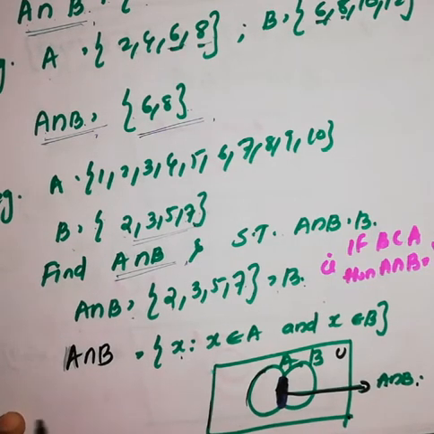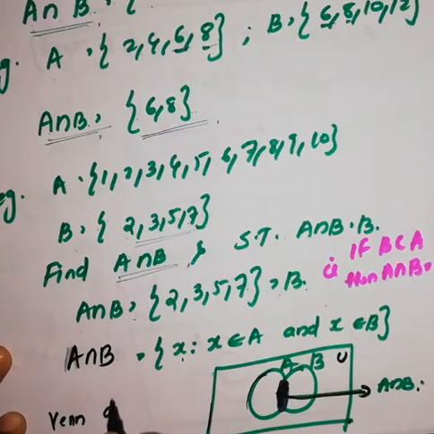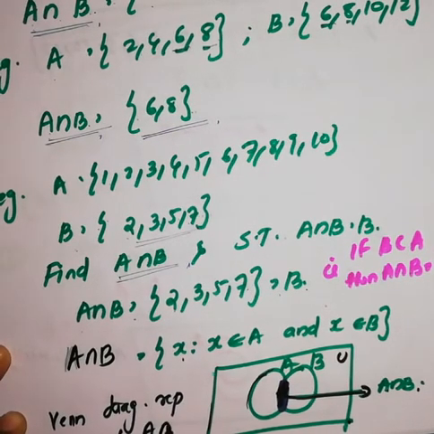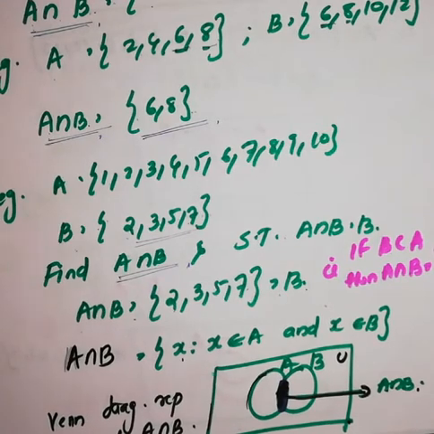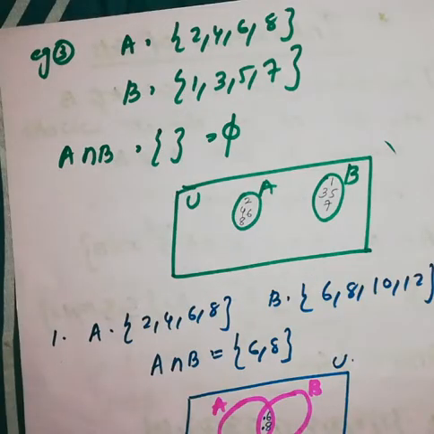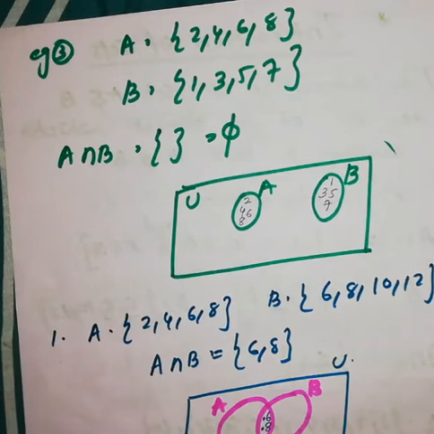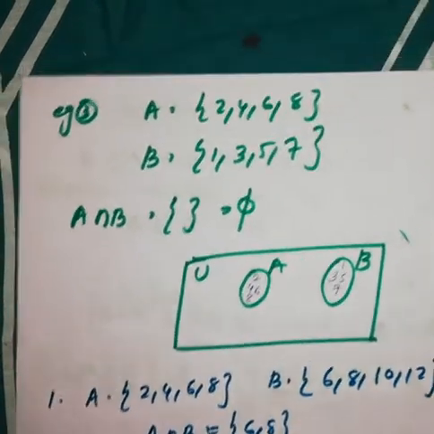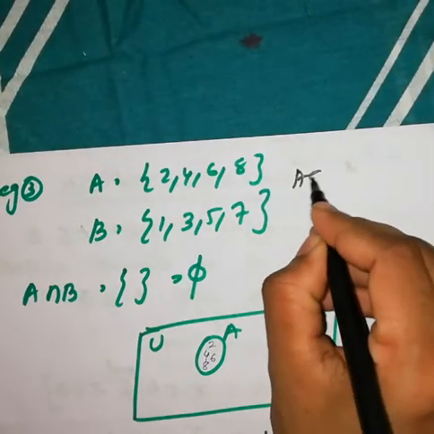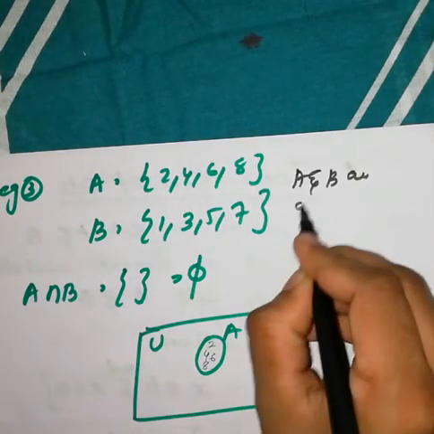This is the Venn diagram representation of A intersection B. Clear? Next example: A is equal to {2, 4, 6, 8} and B is equal to {1, 3, 5, 7}. We know that A and B are disjoint sets.